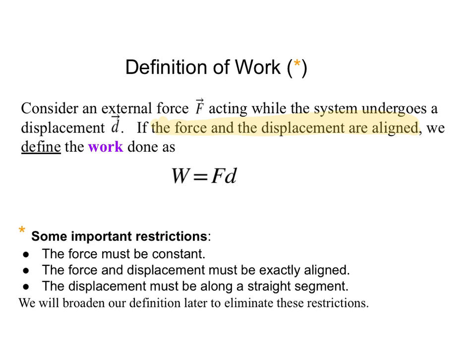So some important restrictions: the force has to be constant in both time and space. The force and displacement have to be exactly aligned. In other words, I have to move to the right and also push to the right, or move upward and push upward. And then also the displacement must be along a straight segment. Later on, we're going to broaden our definition to relax each of these. So this is what I often call the naive version.